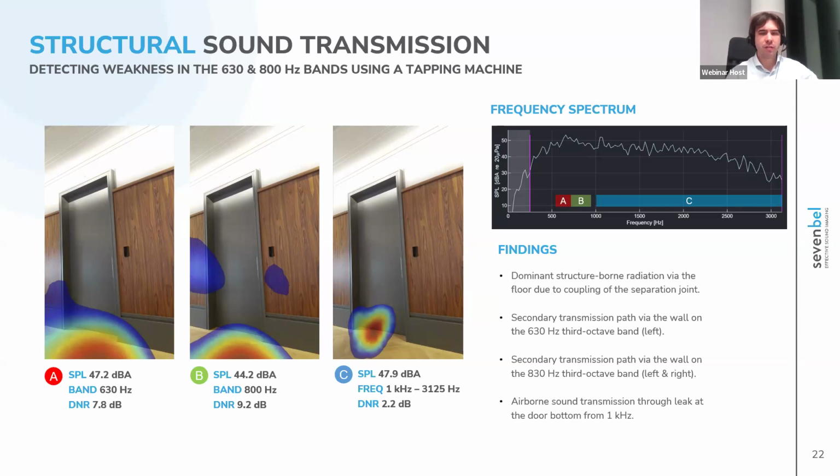If we now switch to even higher frequencies, let's say 1 kilohertz to 3 kilohertz to represent the higher end, we see a very precisely localized leak on the bottom of the door. So in this case, we're dealing with aerial transmission through a leak at the gap between the door and the floor. Yep, so that's a very straightforward conclusion. We can check the coupling between the two sides on the floor.